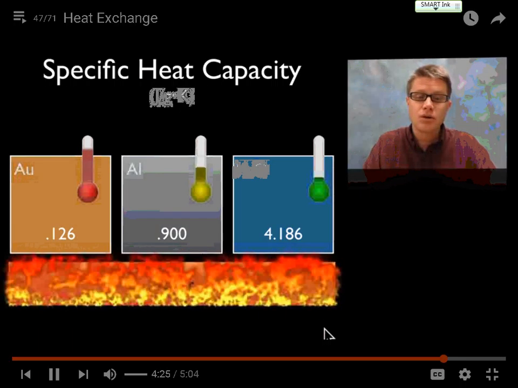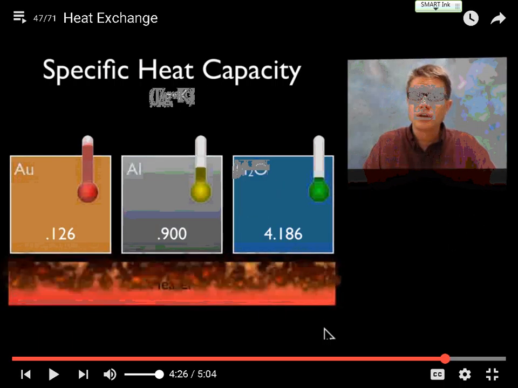So let's add a little bit of heat to this and watch what happens to the thermometers. So what happens to the gold? What'd you say happened? It got hot. Not only did it get hot, but it got hot very, very fast. So the gold got hot very quickly. Why did it get so much hotter, so much faster than the water?